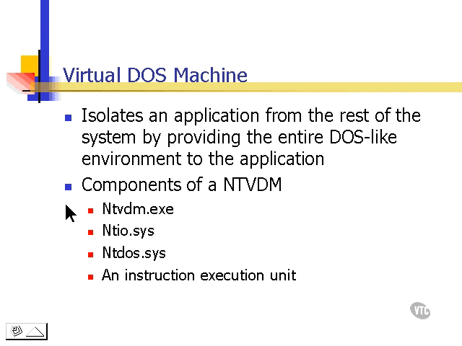The components of the NTVDM are the NTVDM.exe, NTIO.sys, where IO stands for input-output, and NTDOS.sys, and then an instruction execution unit. Each NTVDM operates separately, so that if we have an application on one NTVDM and that application crashes, that will not affect in any way applications that are on other NTVDMs.